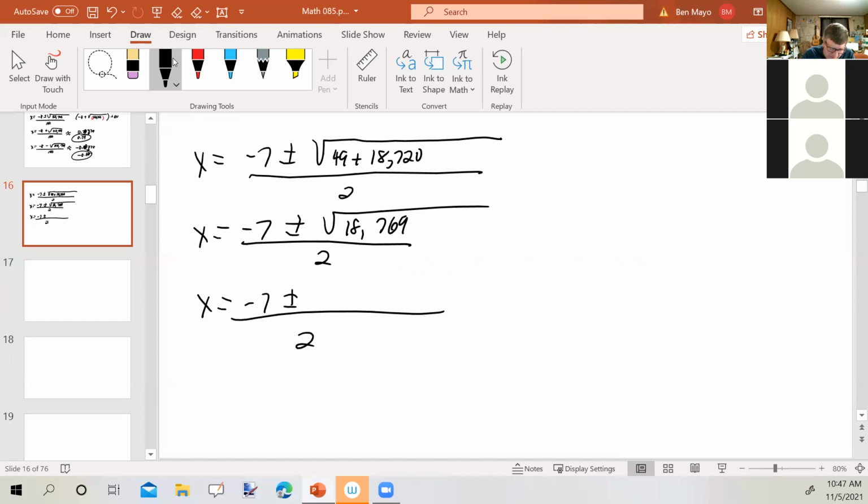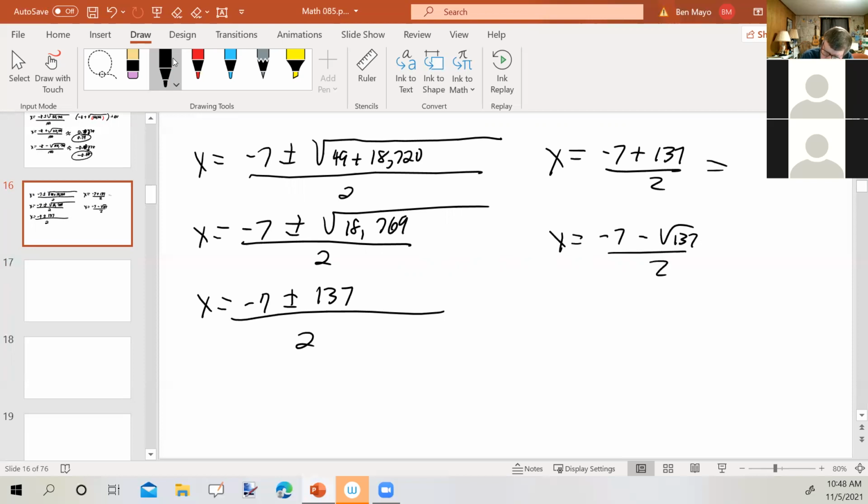Let's see if 18,769 is a perfect square. It is. Nice. So it's 137. So now I've got x equals -7 plus 137 over 2, x equals -7 minus 137 over 2. -7 plus 137 is 130, over 2 would be 65.